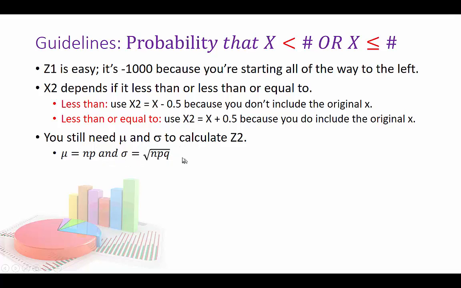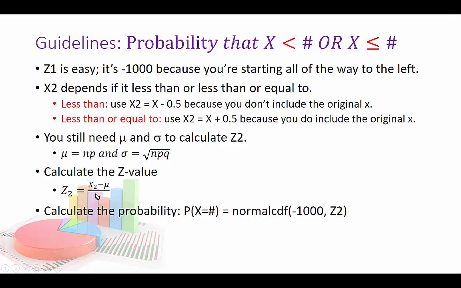If those are not given, here are the formulas, and here's how you calculate your Z2 value. And you do normal CDF. Remember, you're going to start at negative 1,000 because we're doing the less thans up to Z2.